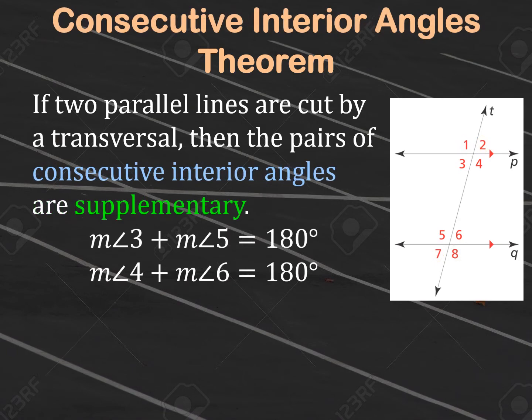Finally, consecutive interior angles or same side interior angles. Same side or consecutive interior angles are supplementary, again, if the two lines that the transversal intersects are parallel. So angles 3 and 5 add up to 180. They're supplementary. Angles 4 and 6, they're same side interior or consecutive interior angles. They are also supplementary. Their measures add up to 180. Notice that 4 and 6, 4 is obtuse, 6 is acute. They can't be congruent, so they're probably supplementary.